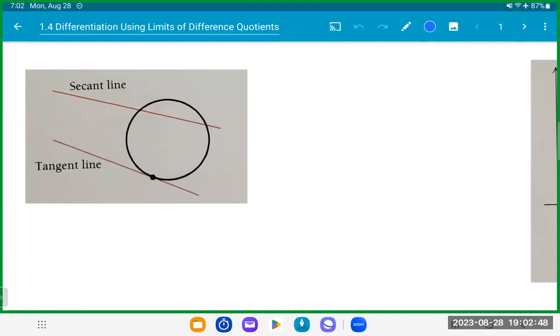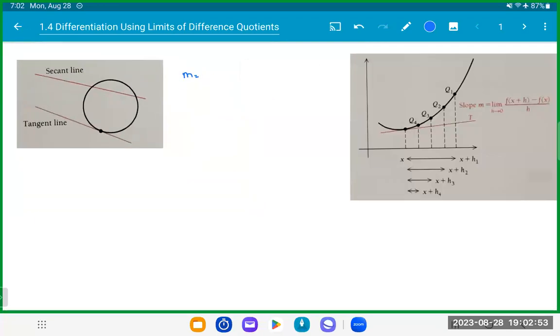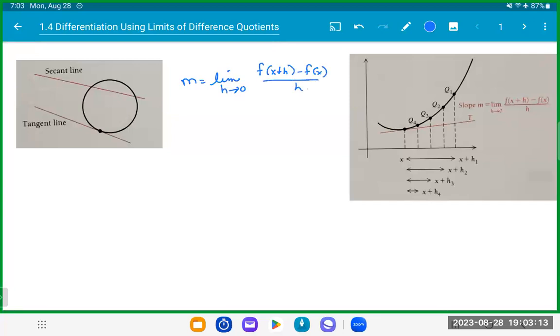And so if you think about that, I'm going to zoom that back out a little bit. Our slope is equal to our limit as h approaches 0 of this difference quotient. Okay, so the limit is also the instantaneous rate of change for our function at x.